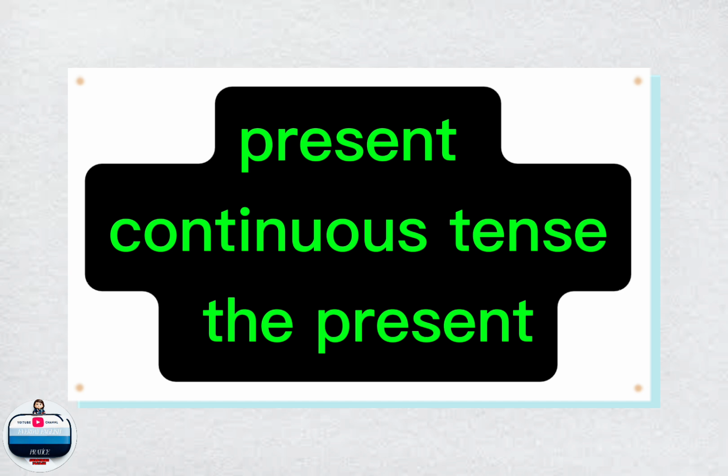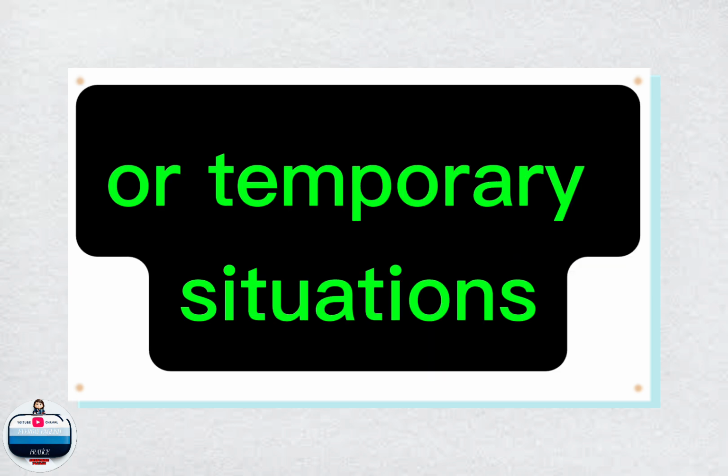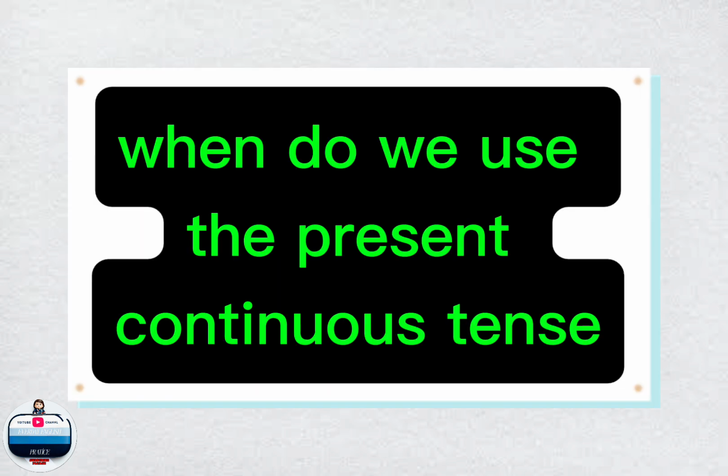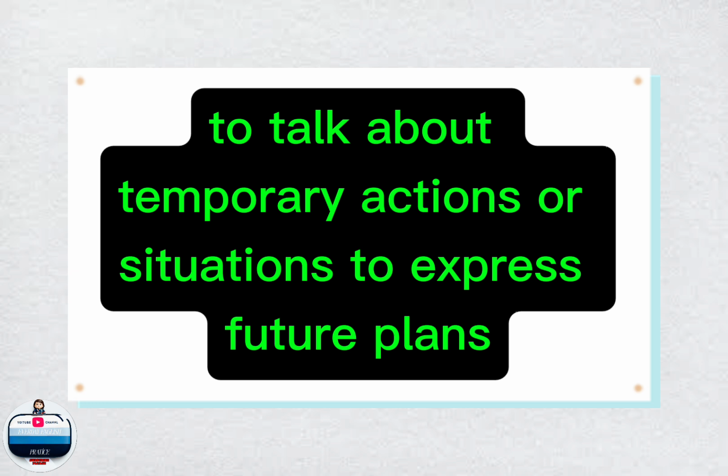Present continuous tense. The present continuous tense is used to talk about actions happening right now or temporary situations. When do we use the present continuous tense? To describe actions happening at the moment of speaking. To talk about temporary actions or situations. To express future plans.